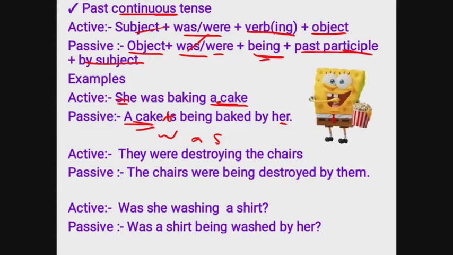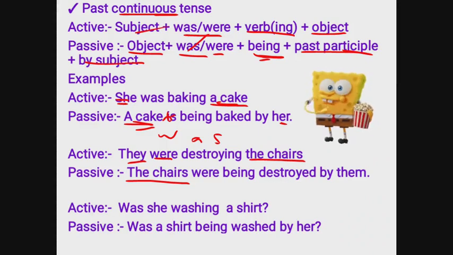They were destroying the chairs. So we see they is the subject, and were is an auxiliary verb used when the object is more than one. So how do you change to passive voice? The chairs were being destroyed. So we start with the chairs. The chairs is more than one, isn't it? So we put the object first. Object comes first. What's the next thing?